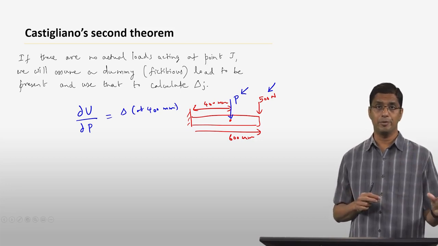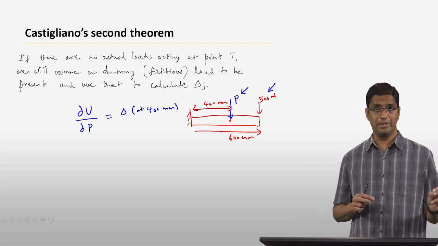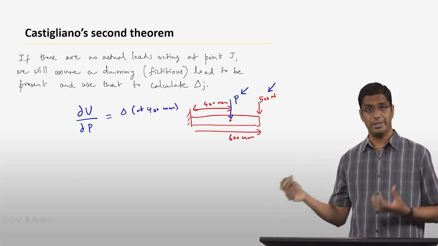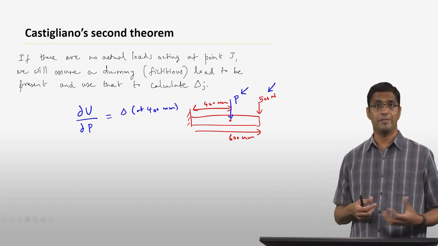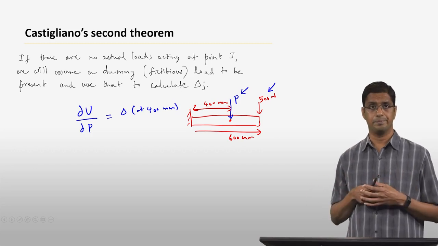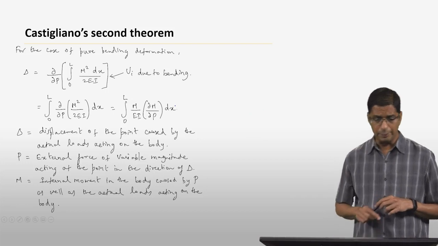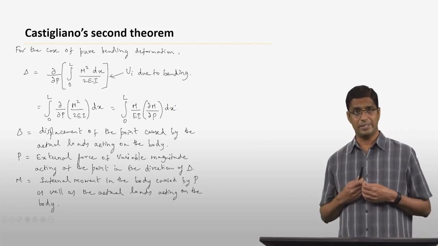So the main advantage of this method is that you can use these dummy loads. It could be a dummy force or a dummy moment or a dummy torque to essentially calculate the displacement or the rotation or the angle of twist at any point in the structure. So that is why this method is very powerful. Now, let's look at a very specific example.